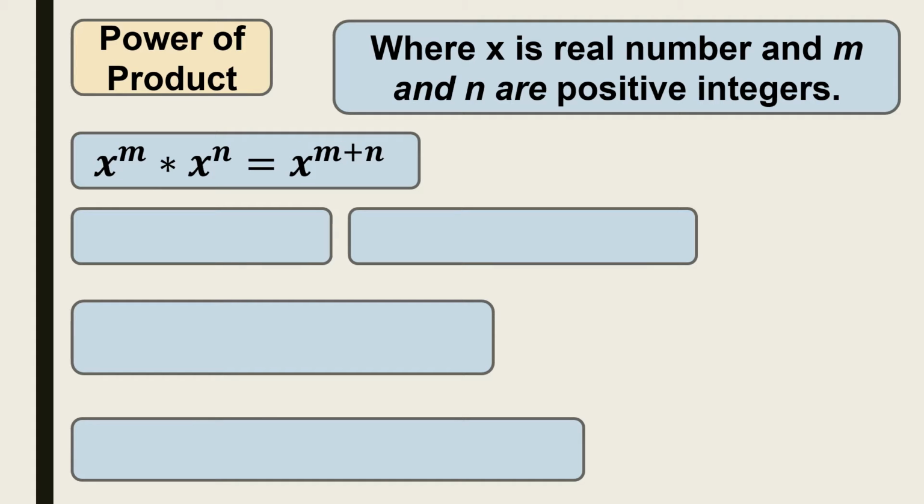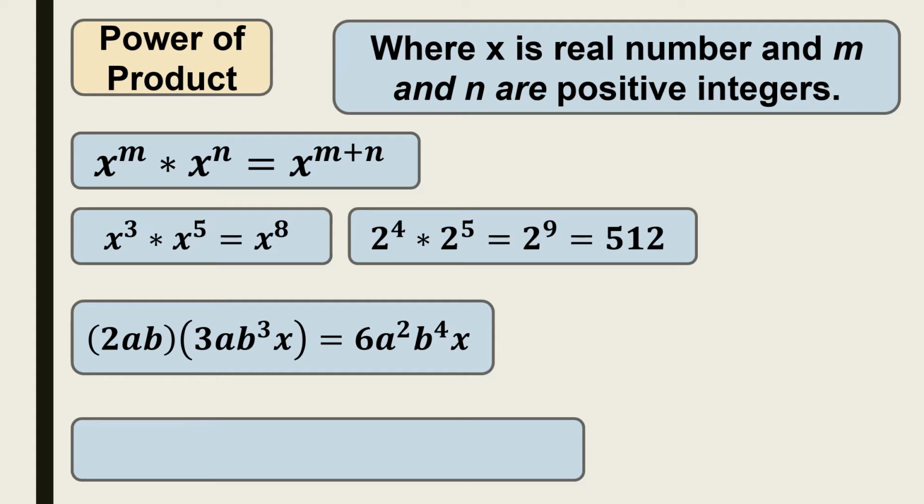So x raised to m times x raised to n equals x to the m plus n. So x cubed times x to the fifth power equals x to the eighth power. 2 raised to 4 times 2 raised to 5 equals 2 raised to 9, which equals 512. Example number 3, 2ab times 3ab cubed equals 6a squared b to the fourth power.